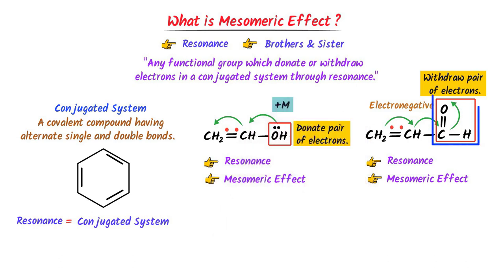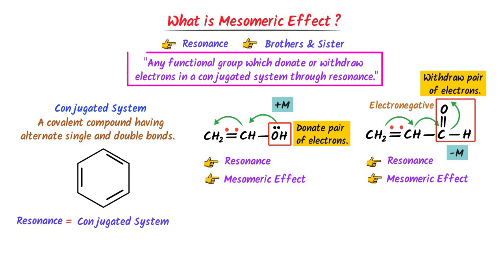While there, the aldehyde group withdraws the electrons and resonance occurs as well as mesomeric effect. Remember that this functional group withdraws electrons. It is also known as negative M effect. Thus note it down that mesomeric effect is when a functional group withdraws or donates electrons through resonance.